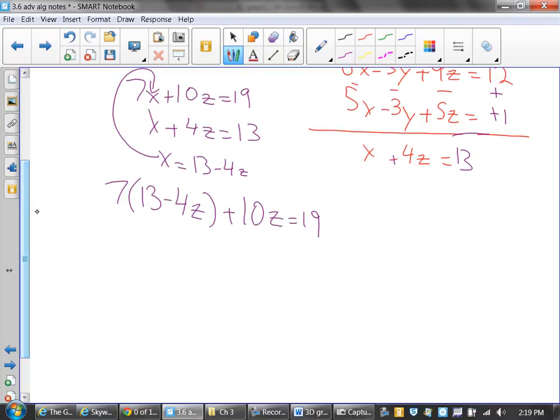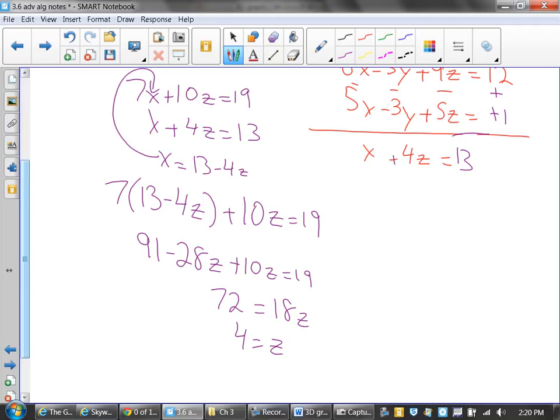We'll move this up over here. 91 minus 28 plus 10z. Add 18 over there, subtract the 19 over here. It's 72. We have z equals 4. We are 1/3 of the way complete. But the last 2/3 are very easy because you did all the hard work now.